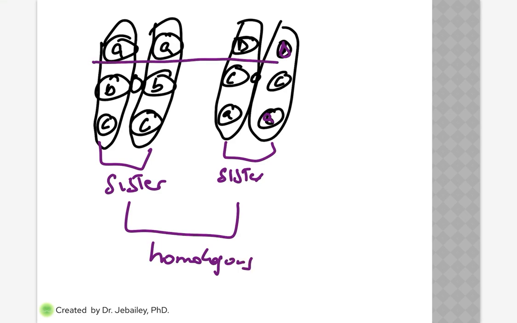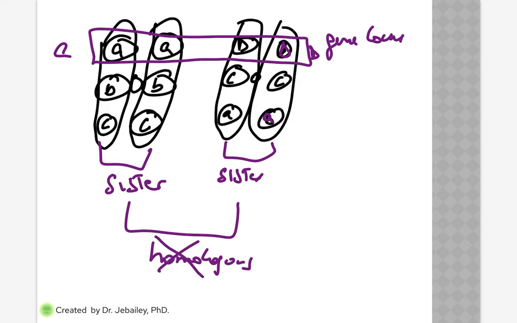Why? Because look, on the first line here of the gene locus, that means the position of genes, this one is gene A and this is gene D. So they are not the same. If they're not the same, then they're definitely not homologous.